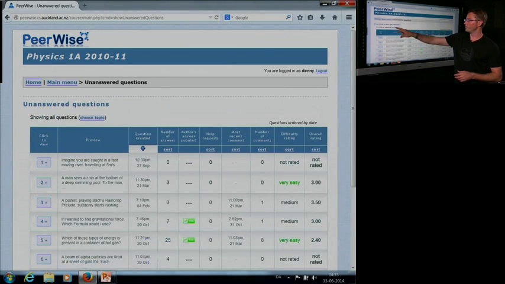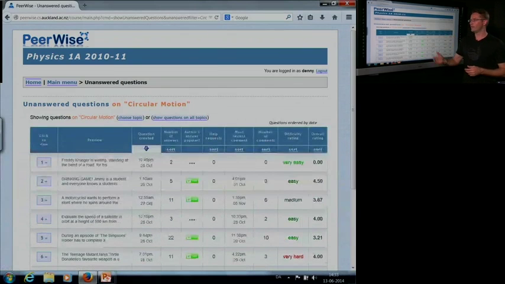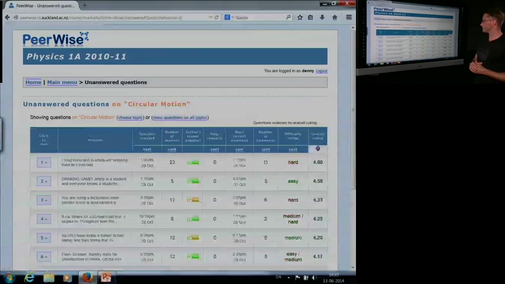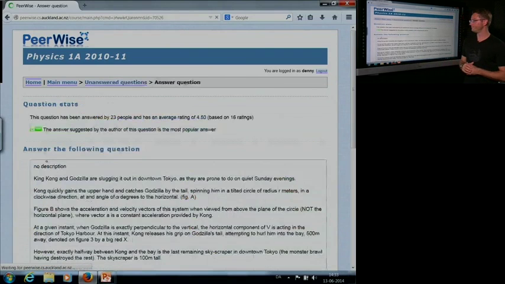One thing that students can do is choose topics of interest. So let's say, for example, that this student was interested in practicing questions that were about circular motion. So now they're looking at all of the questions that are related to circular motion. They can then sort those questions by quality rating, and this allows them to find the good questions about that topic. Let's try and attempt this first question here.